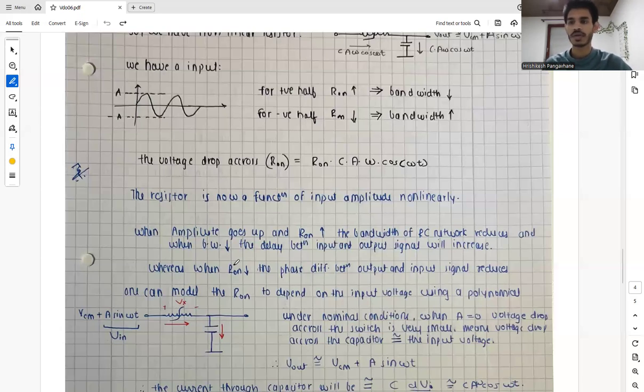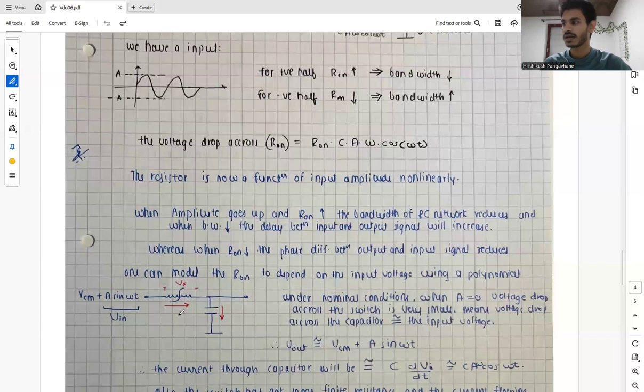So one can model the resistance R on to depend on the input voltage using a polynomial. We can model it mathematically using polynomials. So what we have basically over here is, under nominal conditions, when A is zero, or let's say not zero, but the voltage drop across the switch is very small. So what happens? The voltage drop across the capacitor is nearly equal to the input voltage. Whatever voltage we have at input, the voltage drop over here is very small, so everything is dropping across the capacitor. So we assume that V out is nothing but VCM plus A sin omega t, roughly.